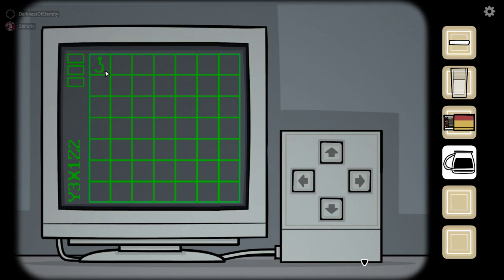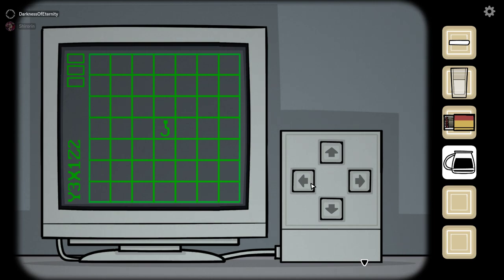How do I go? Just click on the grid, I think. Nothing happens? Or is there arrows? Oh, with the arrows. Sorry. Okay, three to the right. Okay, three down. One, two, three.